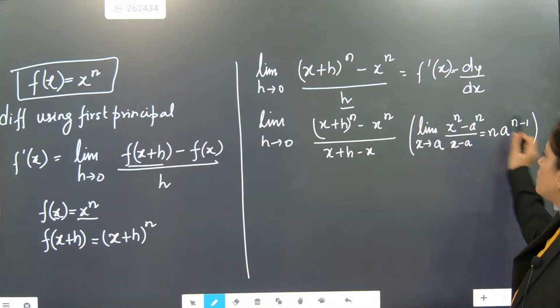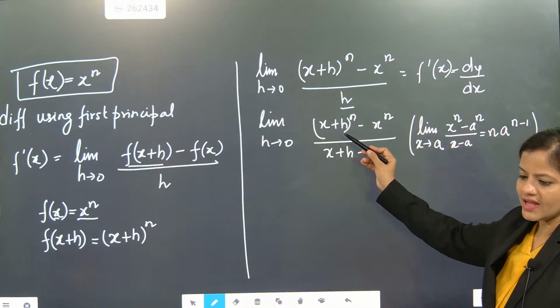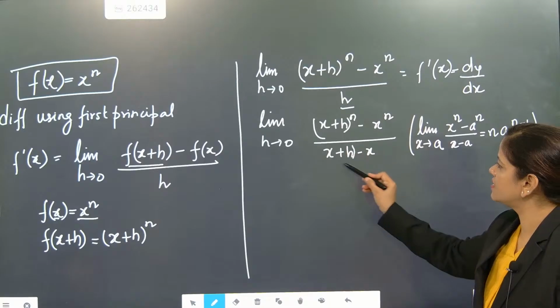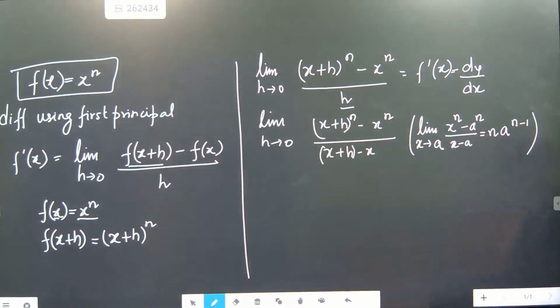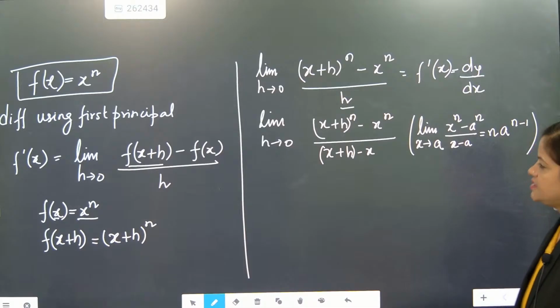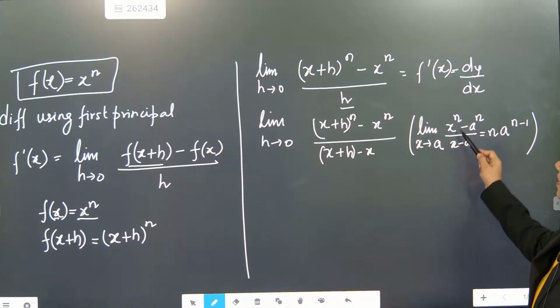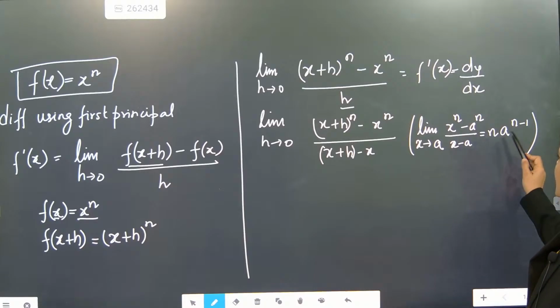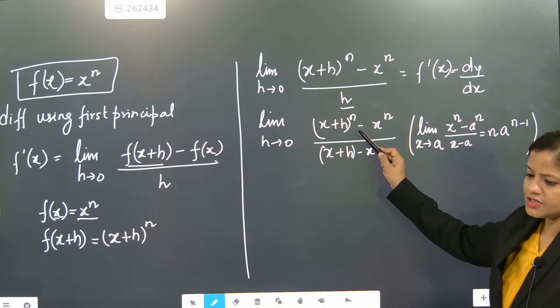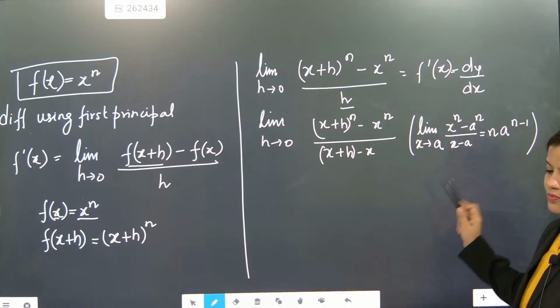So now is it looking like that formula or not? Can you check? Isn't it looking like that formula? See, x tends to a, x to the power n minus a to the power n by x minus a is n a to the power n minus 1. At this stage, it is looking similar to this. Only one problem is there.